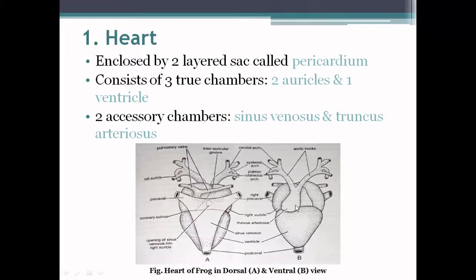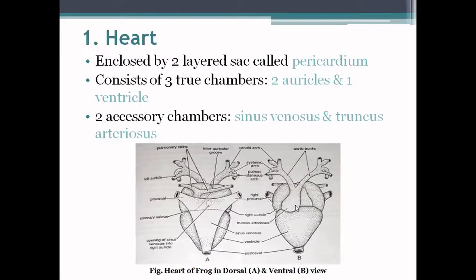The heart is enclosed by a thin, transparent, and two-layered sac, which is known as pericardium. Its outer layer is called parietal pericardium, and the inner layer is called visceral pericardium. The space between the two is filled by pericardial fluid, which protects the heart from mechanical injury.